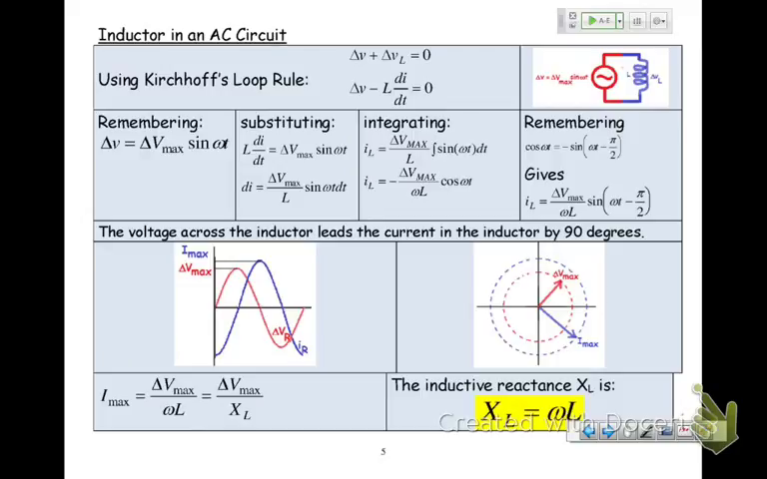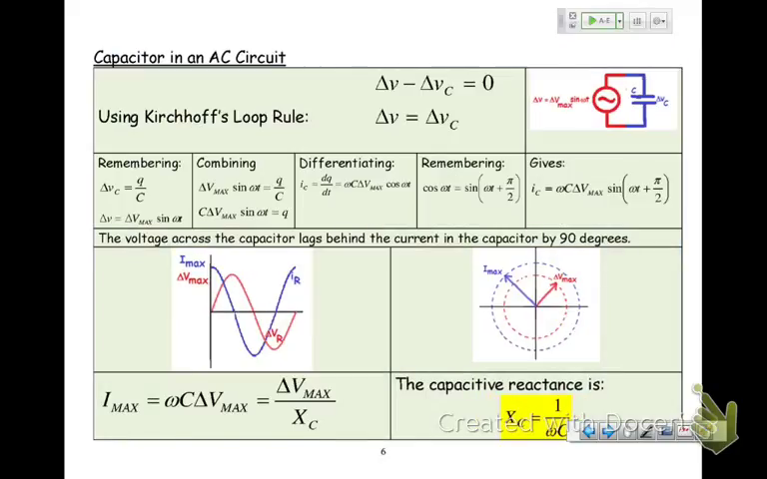We're going to talk about inductors when they're in this AC environment. We're going to talk about capacitors when they're in this AC environment. We're going to find that they behave differently, but not unrelatedly, you know.